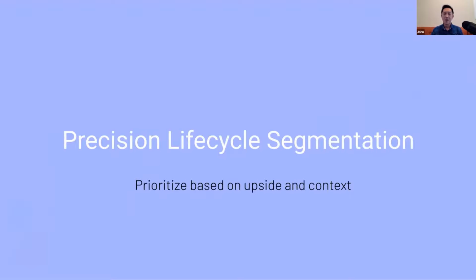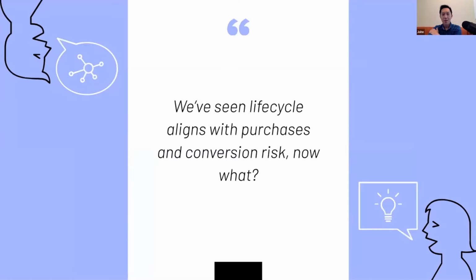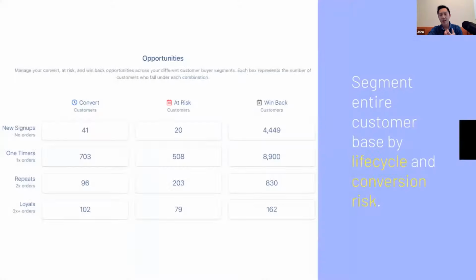Okay, so now that we've talked a lot about CLV, a lot about timing, how does this actually work? Can we actually see it in action? What does that actually look like? So here's a chart that we use with segments in the app that shows you a bird's eye view of all of your customers segmented by their lifecycle purchases as well as their conversion risk.